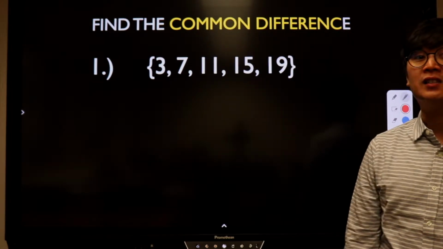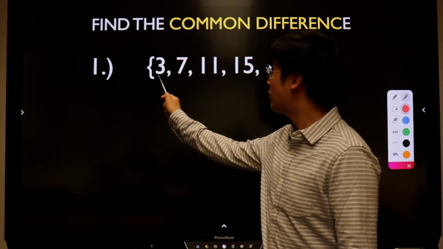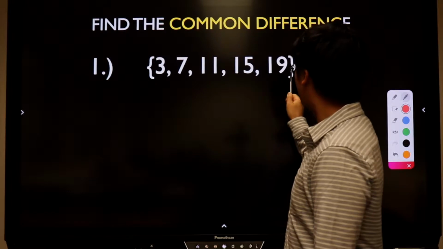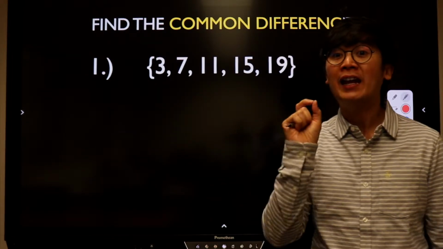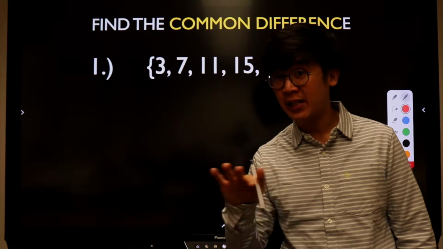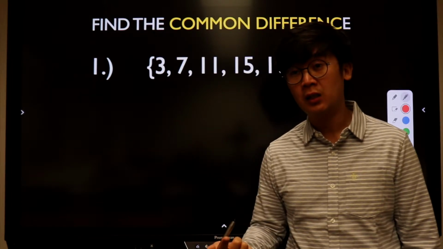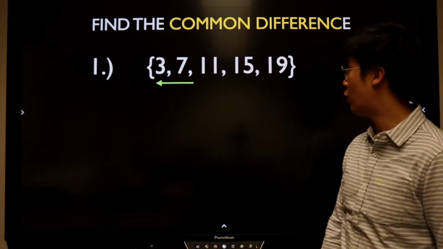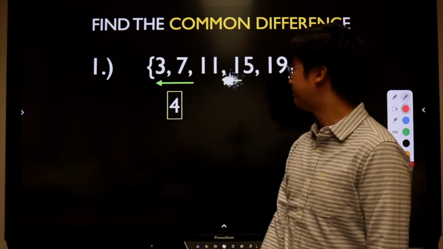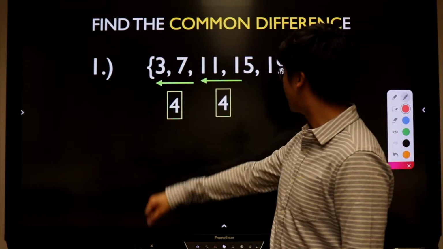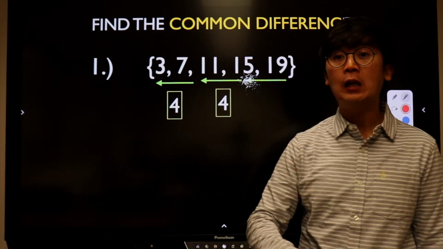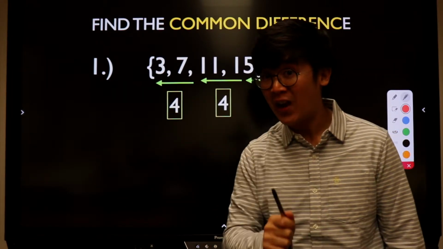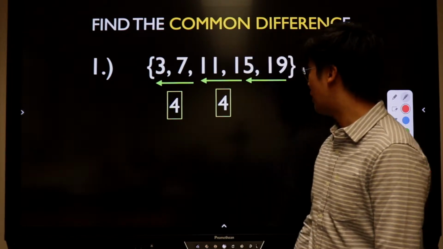Common difference is just subtracting: 7 minus 3, 11 minus 7, 15 minus 11, 19 minus 15. And if their differences are all the same and consistent, then it falls under an arithmetic sequence. So let's try. What is 7 minus 3? 4. What is 15 minus 11? 4. What is 19 minus 15? 4. So they are all following a certain pattern, and that's what we found. Because in sequences and series, your goal is to find the pattern, and the pattern is this number, positive 4.